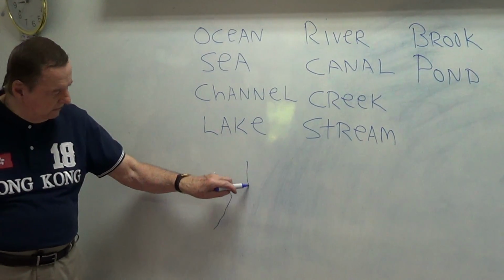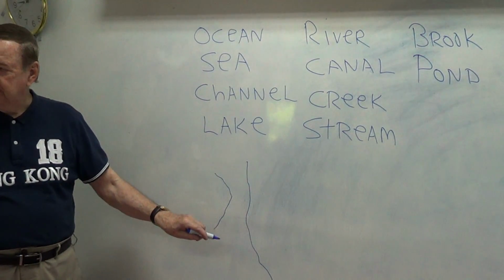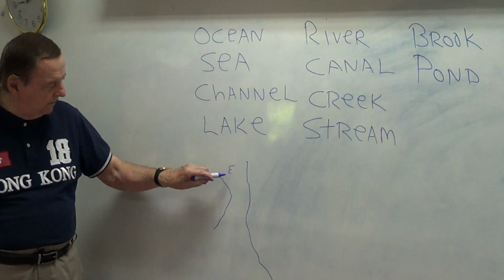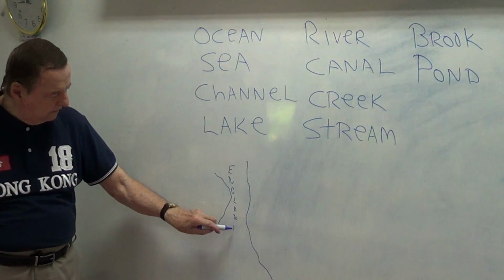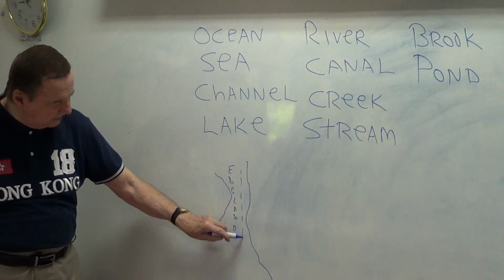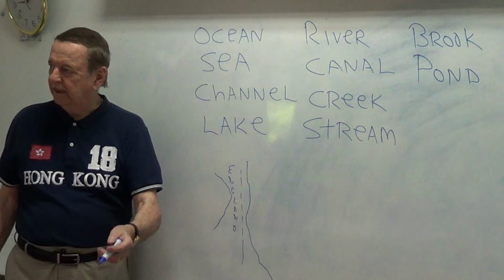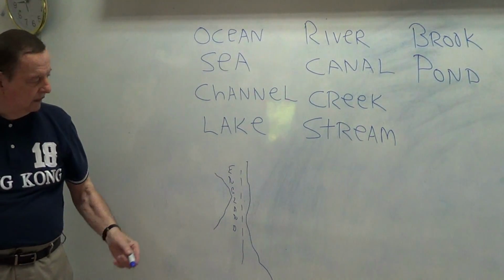For example, the English Channel between England and Europe. England, and then the English Channel, and then Europe. Kind of a column of water.